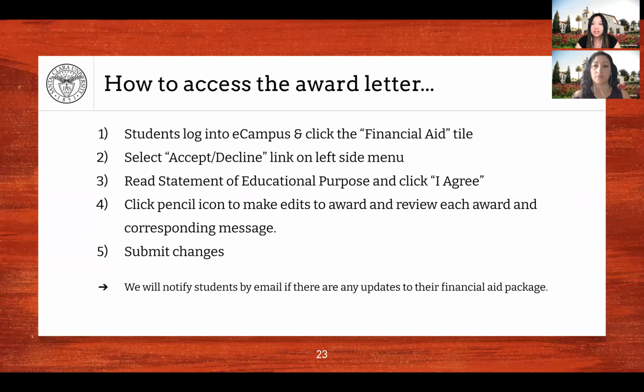And then in order to accept or decline them, you'll want to click on the little pencil icon that you see. And then it should create a drop-down menu for each of your scholarships or loans. Once you select whether you want to accept or decline the offers, you will submit it. And we will notify students by email if there are any changes made to their financial aid package. They'll just get a generic email that lets them know that they can view their updated award on eCampus, and they'll just have to log in to see the details.